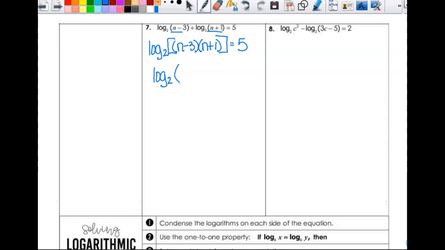So if you're going to FOIL it, or again, whatever you do, n times n is n squared. Then n times 1 is n, negative 3 times n is negative 3. Together that gives you a negative 2n, and then minus 3. That's equal to 5. All right. We all good on that then? Rewrite it in exponential form.